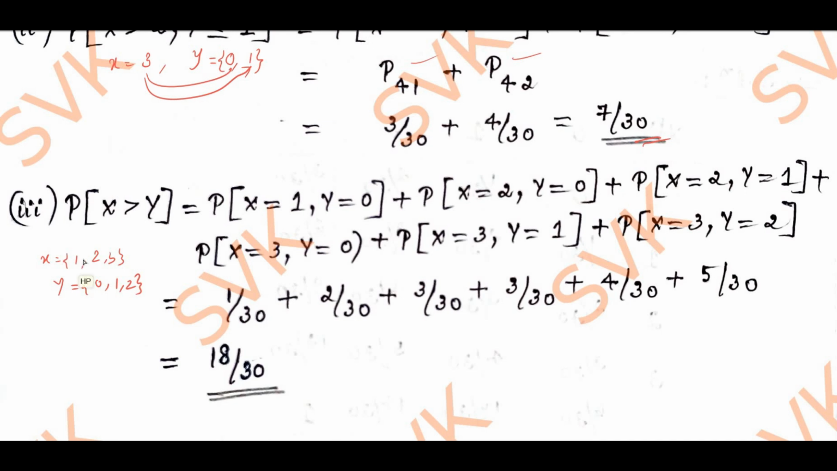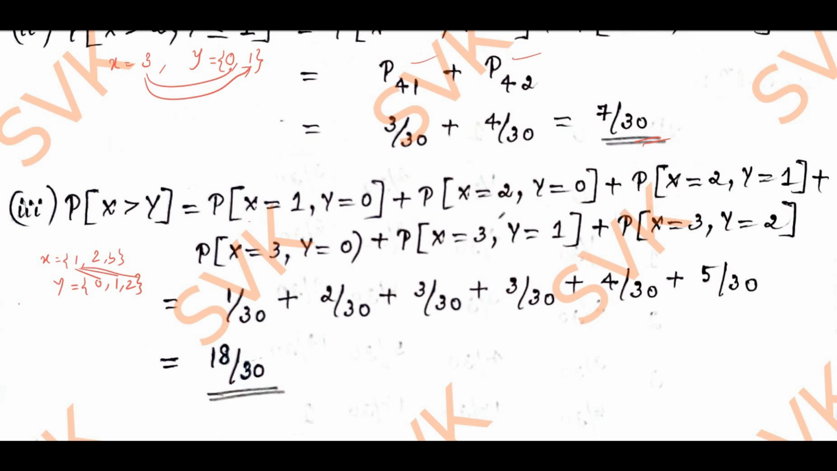So now I will go with all combinations. So 1 0, 1 1, 1 2. Similarly 2 0, 2 1, 2 2, 3 0, 3 1, 3 2. So that is what I have found out here: x equal to 1, y equal to 0; x equal to 2, y equal to 0; x equal to 2, y equal to 1; x equal to 3, y equal to 0; x equal to 3, y equal to 1; x equal to 3, y equal to 2.